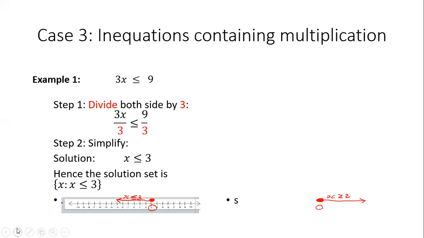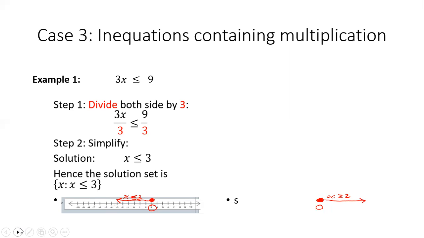Also, sometimes you're asked to represent your solution on a number line. This is how you would represent your solution in this case. Note that 3 is a part of the solution. That means you use a closed circle, right? And it says x is less than or equal to 3. So you're looking for the values on your number line that are less than or equal to 3, which would be 2, 1, 0, and so on. So this is how you would represent it.